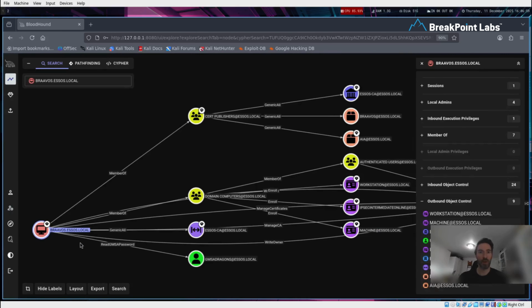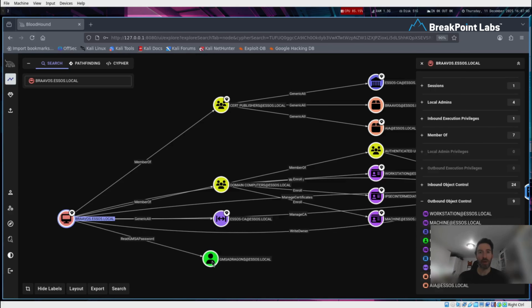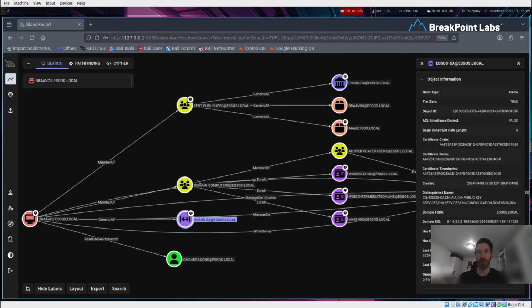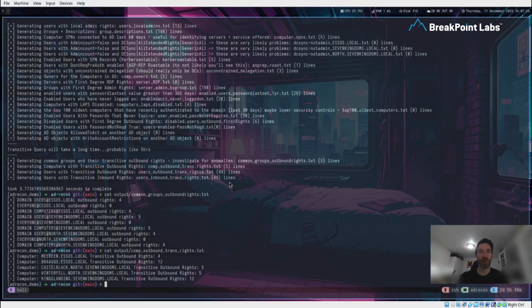So we can see it's one of the domain computers. It's got some password permissions, some GenericAll, has GenericAll over the CA server, which is pretty interesting. And it's got some nested permissions from the cert publishers group. The domain computers group. Pretty interesting stuff. So we can see by running these additional queries, we can get some more actionable information.